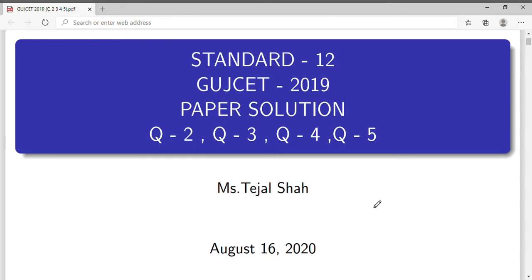Hello friends, today we will discuss the GUJCET 2019 paper solution, questions number 2, 3, 4 and 5.